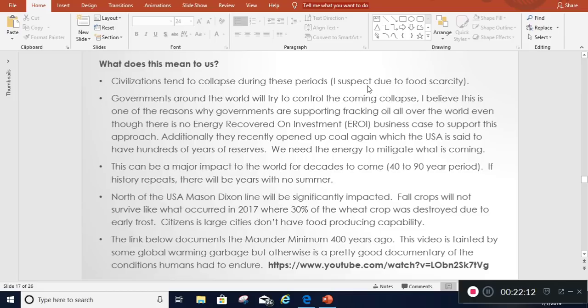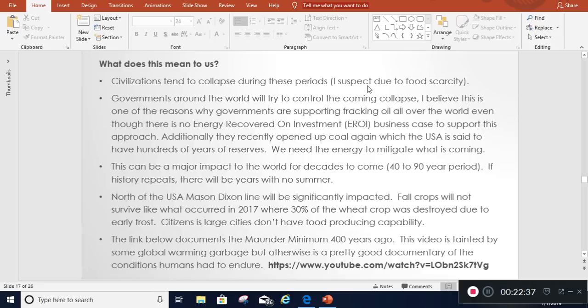Governments around the world will try to control the coming collapse. I believe this is one of the reasons why governments are supporting fracking oil all over the world, even though there's no energy return on investment, no business case to support this approach. Additionally, they recently opened up coal again, which the USA is said to have hundreds of years of reserves. We need the energy to mitigate what's coming. This can be a major impact to the world for decades to come, a 40 to 90-year period.